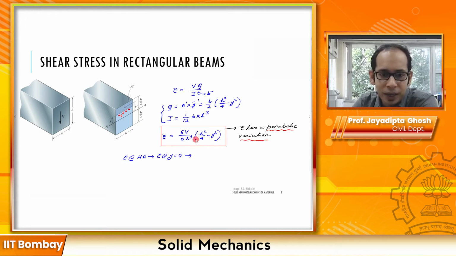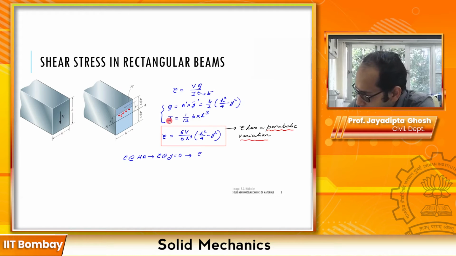Your h square and this h cube, it cancels out. You have a h here, and then 6 divided by 4 becomes equal to 1.5 or 3 over 2. So you will get the value of tau equals 1.5 times v divided by b times h, which can be further simplified to 1.5 times v divided by a.